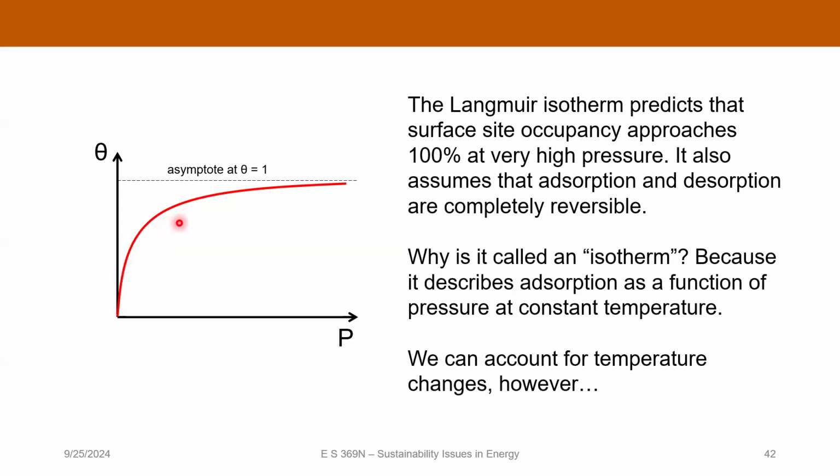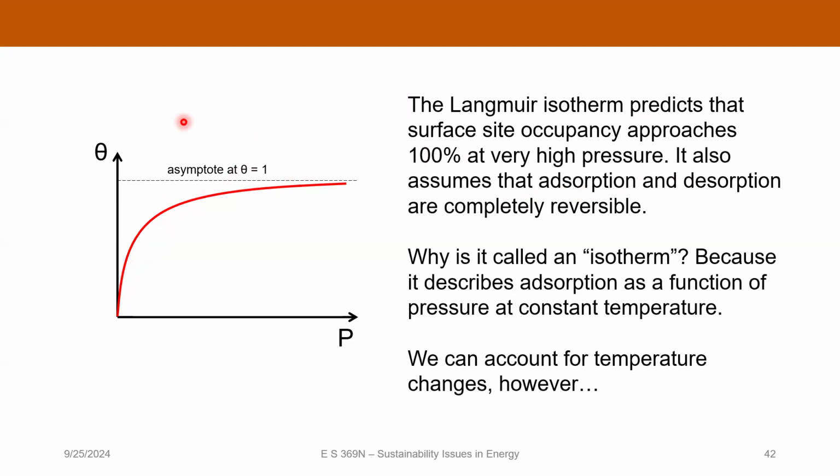So as you increase the pressure, more and more of the possible surface sites will be occupied. It never gets to theta equals 1. I mean, I guess it would get there at infinite pressure. But there's a theoretical maximum. And so this allows us to figure out as a function of pressure how the sorption varies.